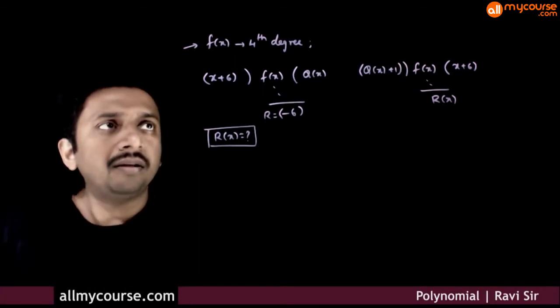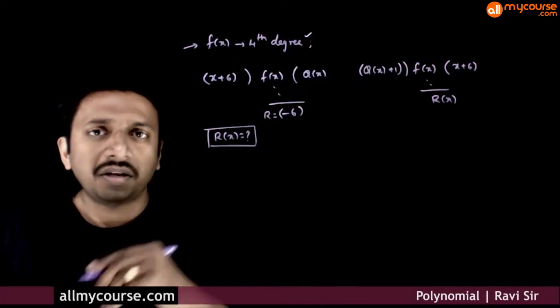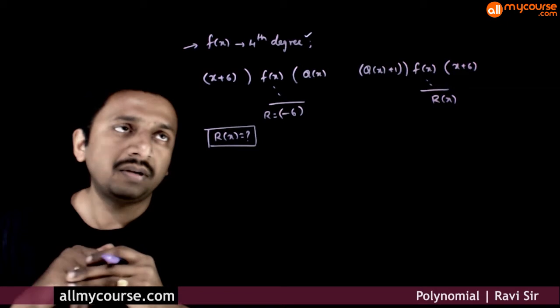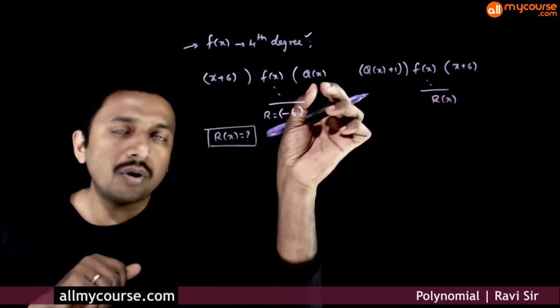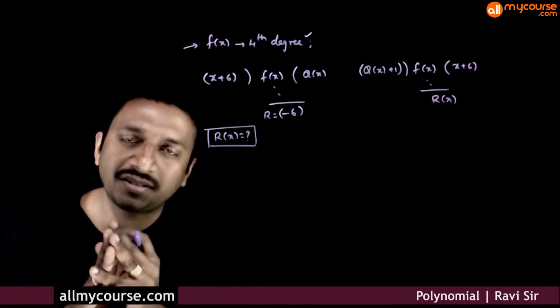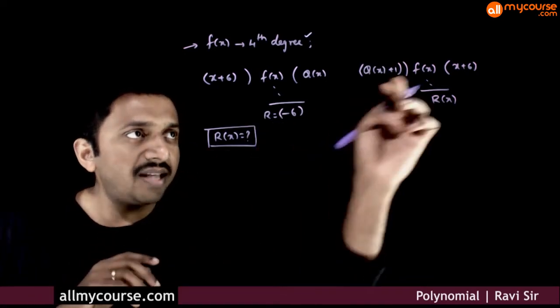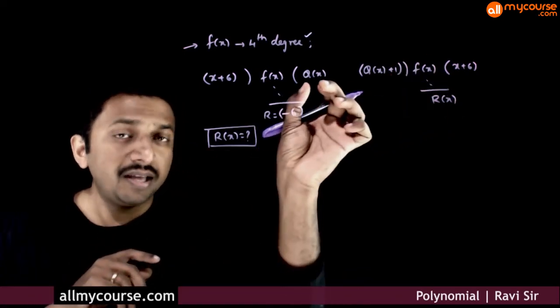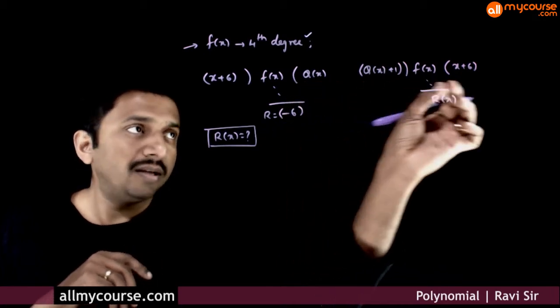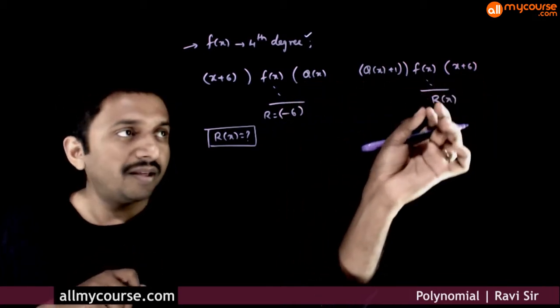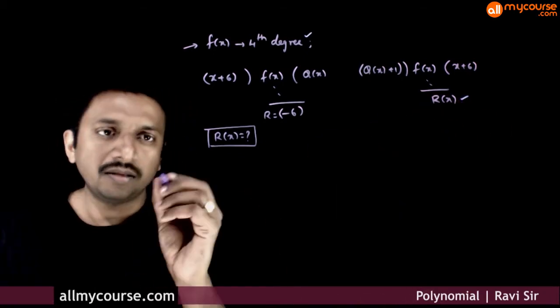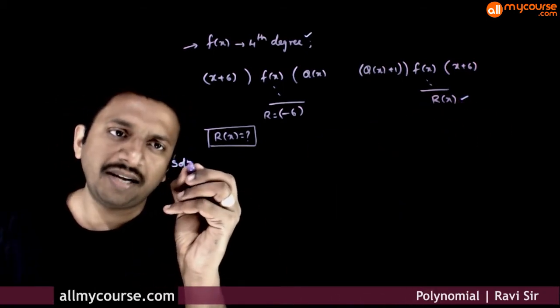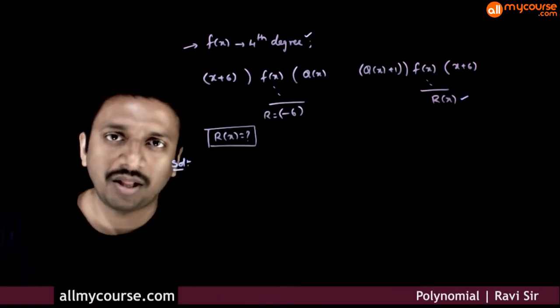So in this example, you're given that f of x is a 4th degree polynomial, and when f of x is divided by x plus 6, the quotient is q of x and the remainder is minus 6. And when the same f of x is divided by q of x plus 1, the quotient is x plus 6 this time, and you're asked to find the remainder. You're asked to find this. So let us try to create the equations and try to solve them.